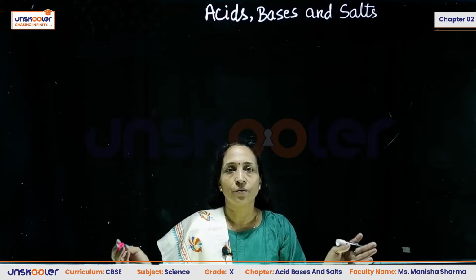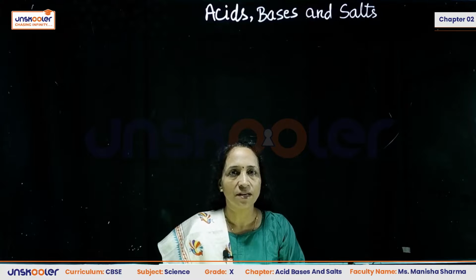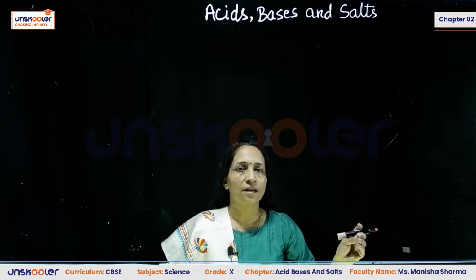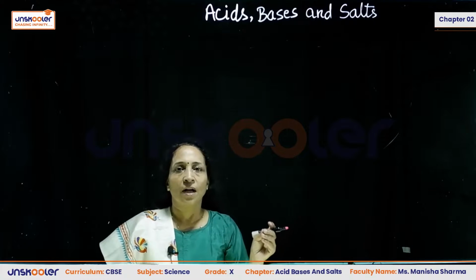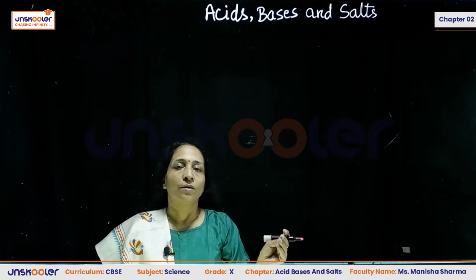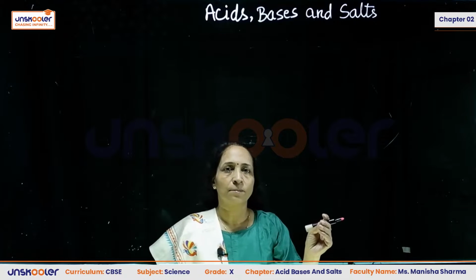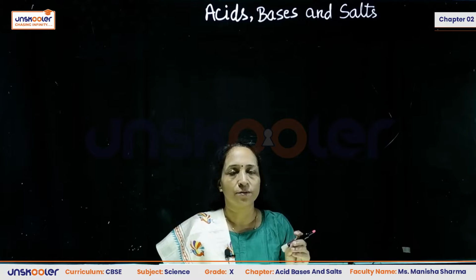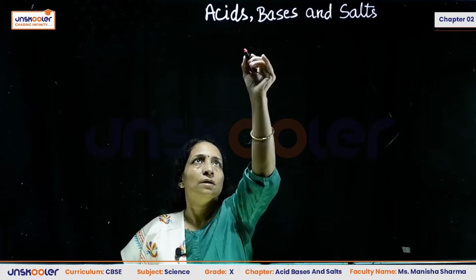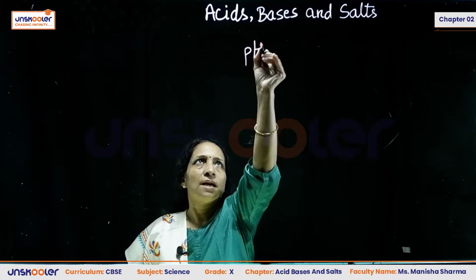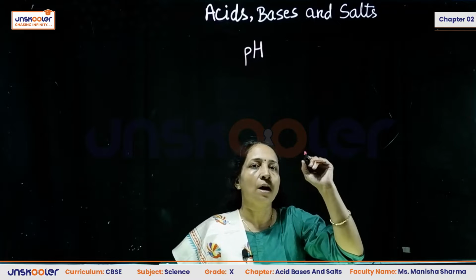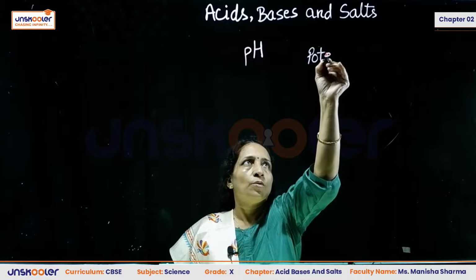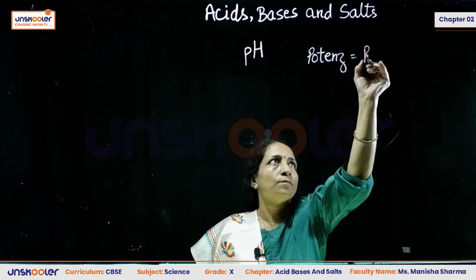And do you know what a universal indicator is? A universal indicator is a mixture of indicators and it gives different colors at different ranges. And what is pH actually? It is a term which we use to measure the strength of acids or basic solutions. We write it like this, where P stands for power or potenz. Actually, in the German language it is potenz, which means power.